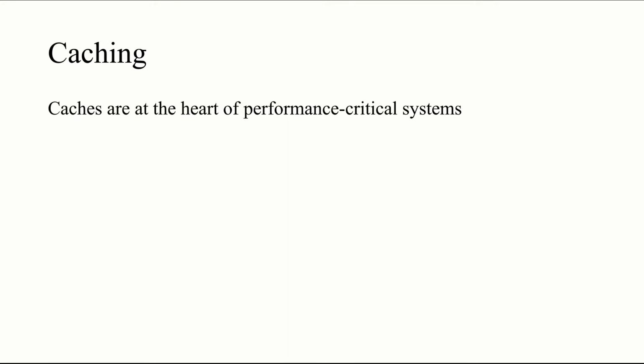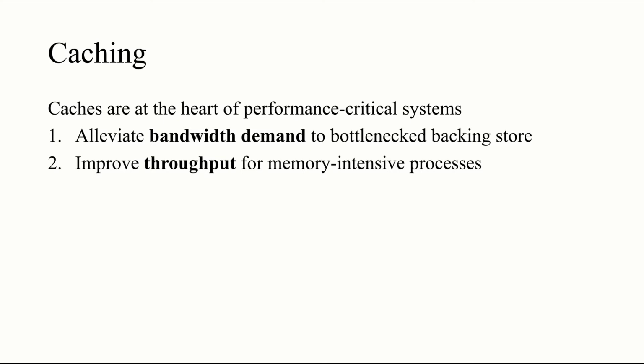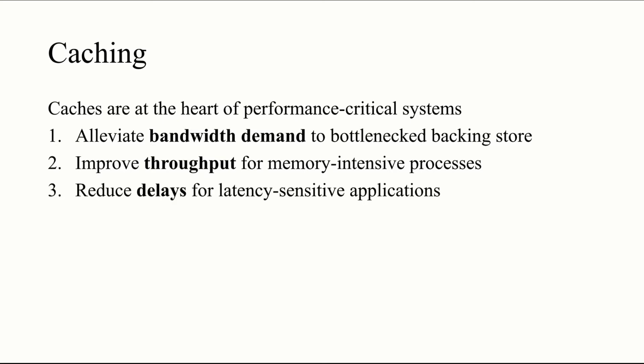Caches are at the heart of performance-critical systems, and here they serve a number of important purposes. For example, caches may be deployed to alleviate bandwidth demand to a bottleneck backing store. They might help improve throughput for memory-bound processes. And finally, they could help mitigate read delays for latency-sensitive applications. Today, we'll focus on this third category of caches, which seek to reduce delays.